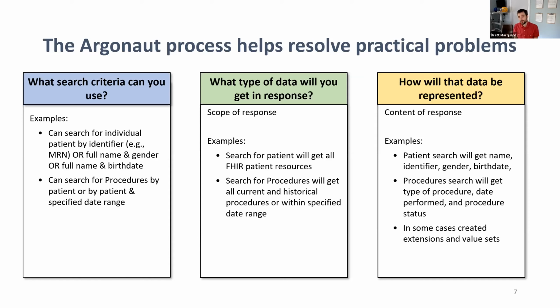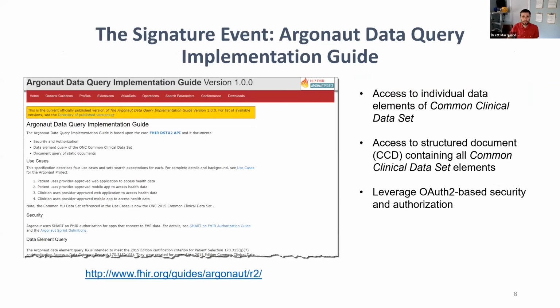You know, the patient resource has dozens of elements, but let's make sure that we agree on the core set that will always be there. And for procedures, maybe the terminology, or for conditions, which vocabulary we'll include when we talk about classifying problems. And as a result of this process, we produced this thing called the Argonaut Data Query Implementation Guide.